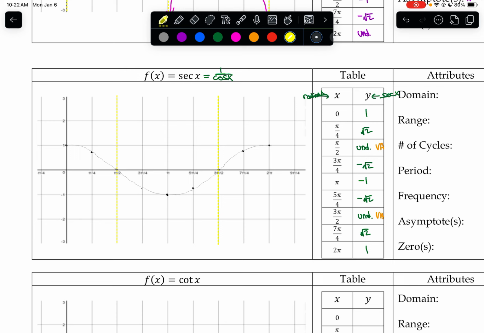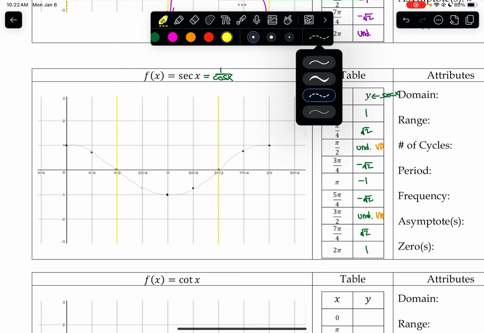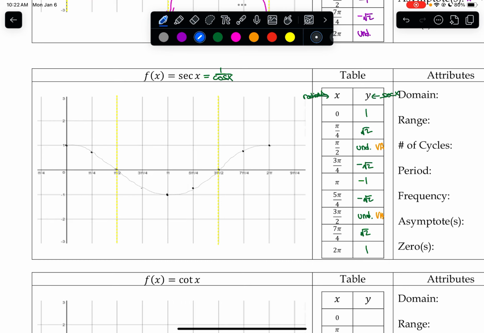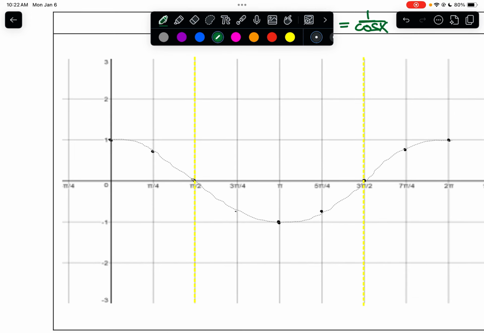Okay, and then at your minimums and maximums, we're going to have your little bowls. So at 0, it's 1. Then at pi over 4, it's going to be your root 2. So you're going to have your half bowl right here.